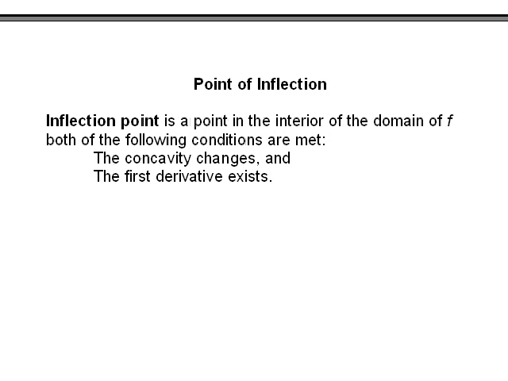There's another critical point. It's called a point of inflection. This is a point in the interior of the domain, and two conditions have to happen. First, although I've listed it second, the first derivative has to exist. And second, it has to change from either concave up to concave down or vice versa. So the first derivative has to exist there, and then the concavity of the graph changes from up to down or down to up. That's called an inflection point. I'll show you one of those now.